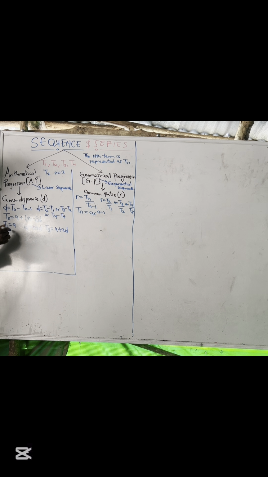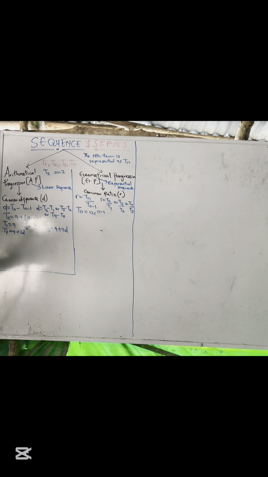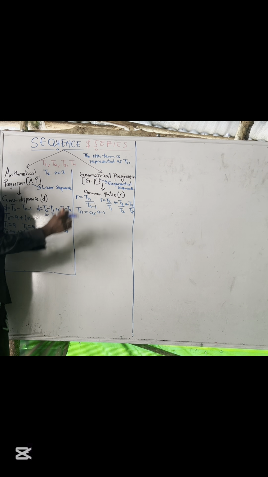That trend, then T4 will equals what? A plus 3D. So if it is T5, that will be what? A plus 4D. And if it is T100, that will be what? A plus 99D. The same approach is applicable to geometrical progression.